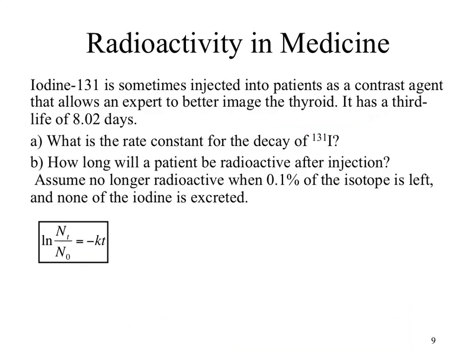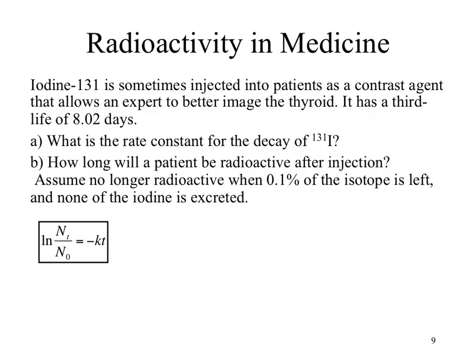So we can go to radioactivity in medicine. It is commonly used in medicine for a variety of reasons. Iodine-131, or in fact iodine in general, is used as a contrast agent. Okay? Iodine-131 happens to be radioactive as well. So what we can do is detect for that radioactivity.